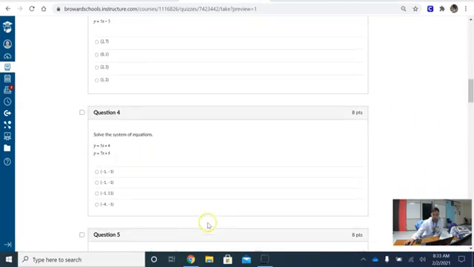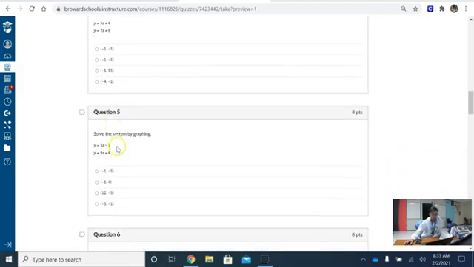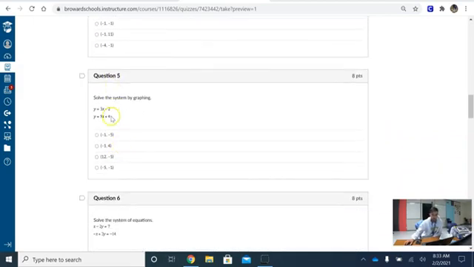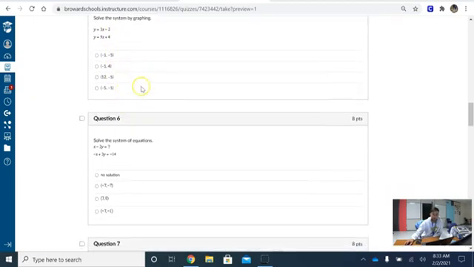Number 4 is the same exact thing. You can do a substitution or you can do a graphing. I don't care. But like I said, there is one of the quizzes that you have to graph. The other ones you can solve however you want, but you will have to solve one of them by graphing. You will have to graph it. 5 is the same exact thing. You solve it by graphing, or if you want to do substitution, you can do substitution.